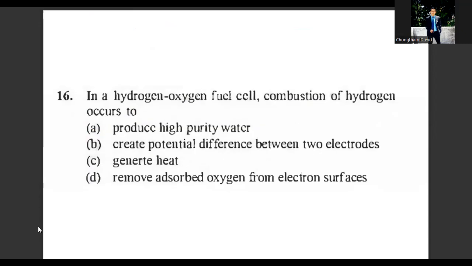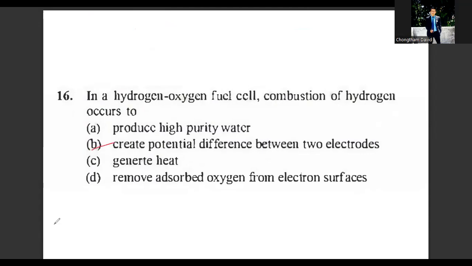In a hydrogen oxygen fuel cell, combustion of hydrogen occurs due to, right? Remember, this fuel cell is particularly mentioned clearly in your syllabus, so you need to read this. Now, the combustion of this hydrogen occurs to create a potential difference between the two electrodes. This is the basic idea for these fuel cells. So question number 16, the answer would be B.